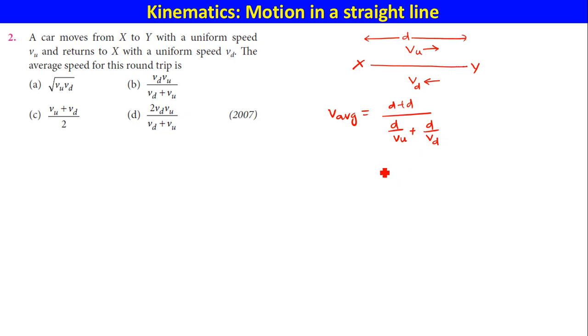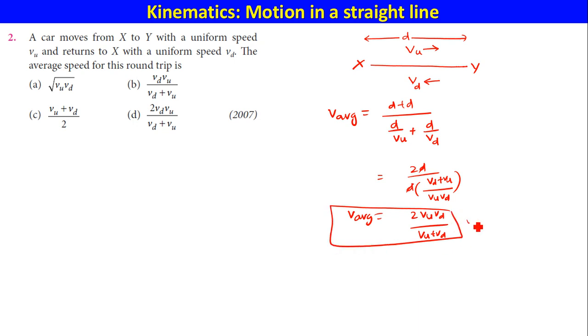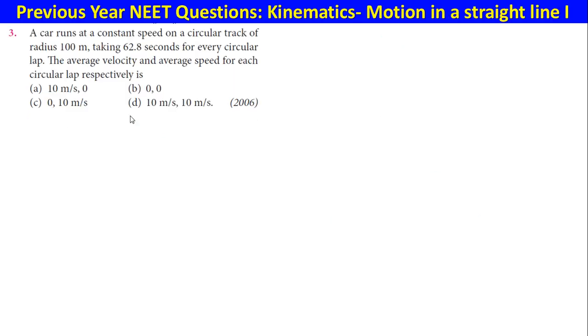Now if I take d common, it is 2d divided by d times 1 by vu plus 1 by vd, which gives vd plus vu over vu vd. Got it? So v average is nothing but 2 vu vd divided by vu plus vd, the same thing as the previous question, isn't it? So what is the correct answer here? Option D, isn't it? Yes.